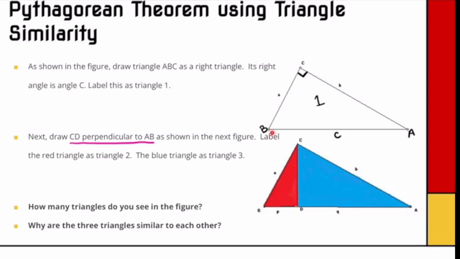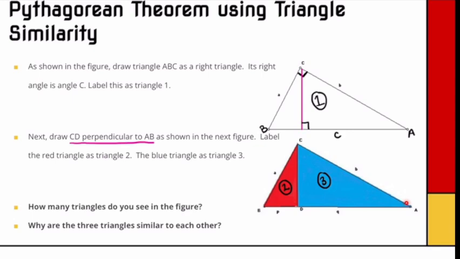Now notice here below, we're going to go ahead and draw a perpendicular, and I'm going to draw it in pink. So we're going to draw CD perpendicular to line AB as shown in the next figure. Essentially from angle C, I'm going to draw a straight line that forms a right angle with this side AB here. So right here we have a right angle. Next, I'm going to label the red triangle as triangle 2 and the blue one as triangle 3.